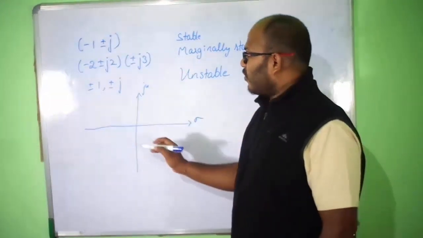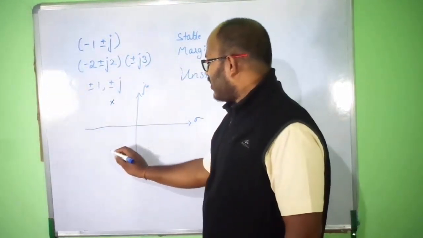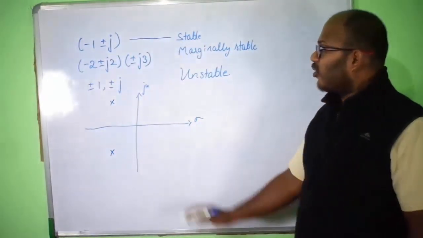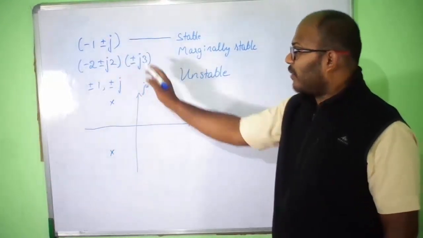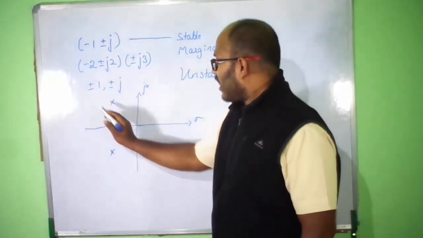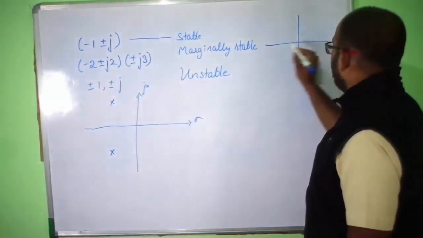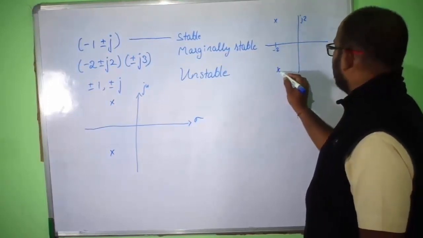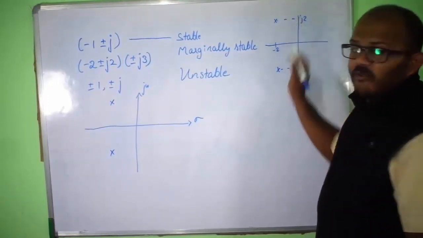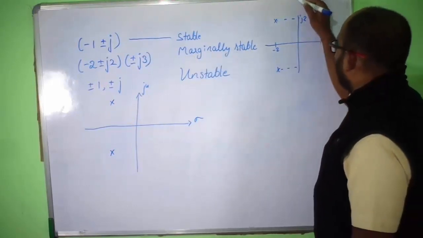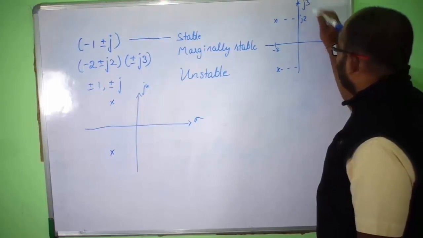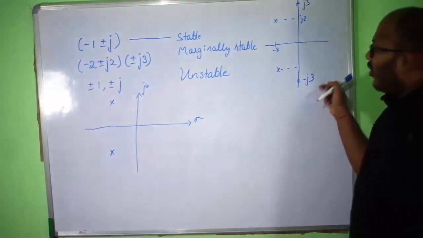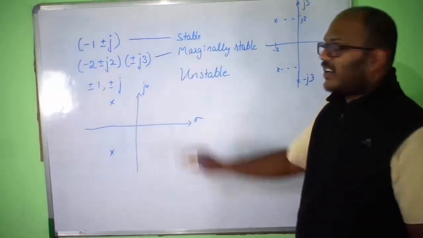So the first option they have given is -1 plus or minus j, right? So the system is a stable system. Now if I am talking about -2 plus or minus j2 and plus or minus j3, the poles are at -2 plus or minus j2. So I will be getting one pole over here and one more pole on plus or minus j3. So you are having a pole on the imaginary axis, then the system is a marginally stable system.